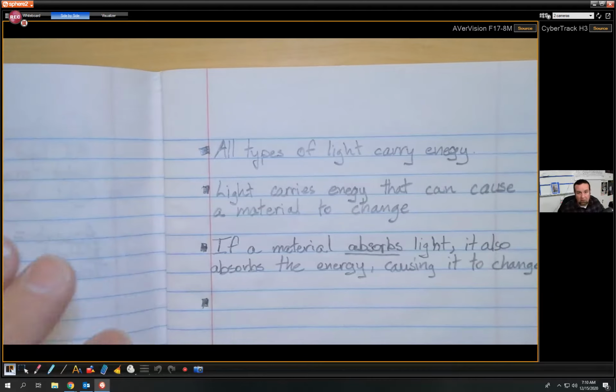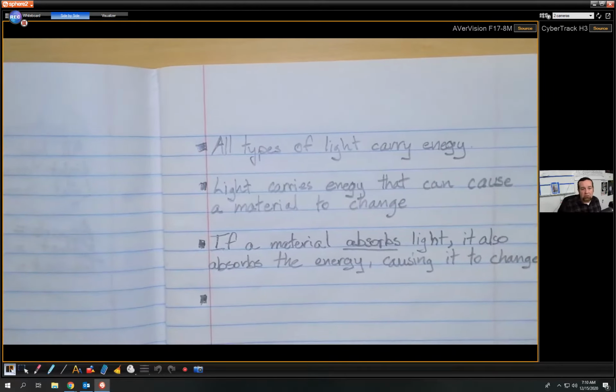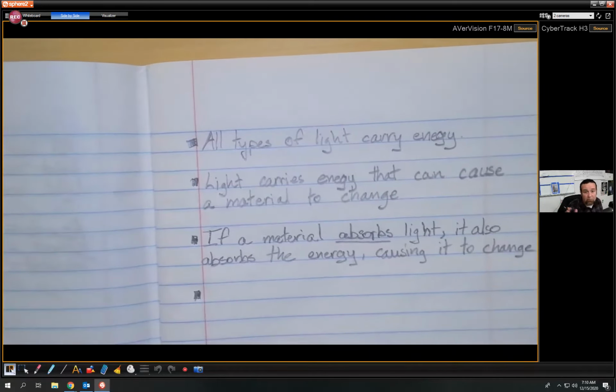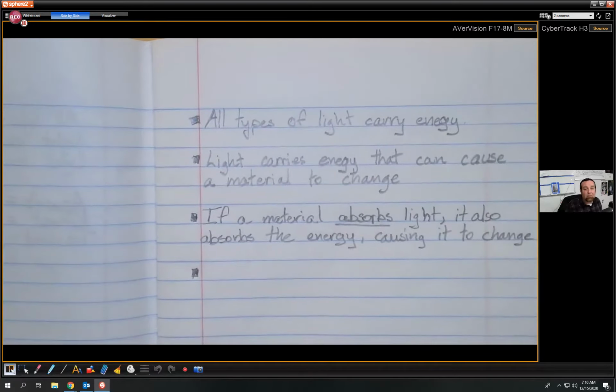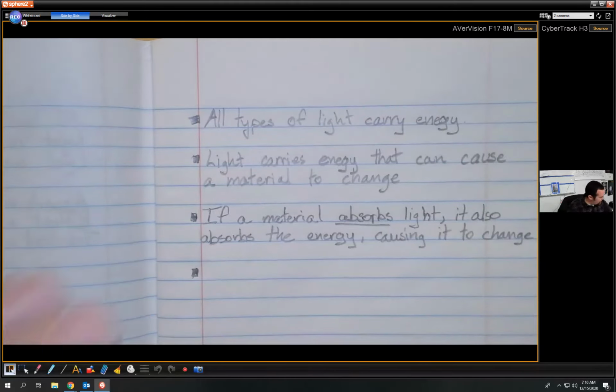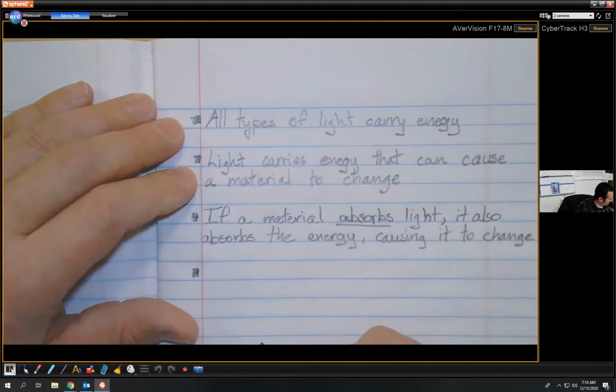Okay. So we've got all types of light carry energy. Light carries energy that can cause a material to change. If a material absorbs light, it also absorbs the energy that the light is carrying, causing the material to change.